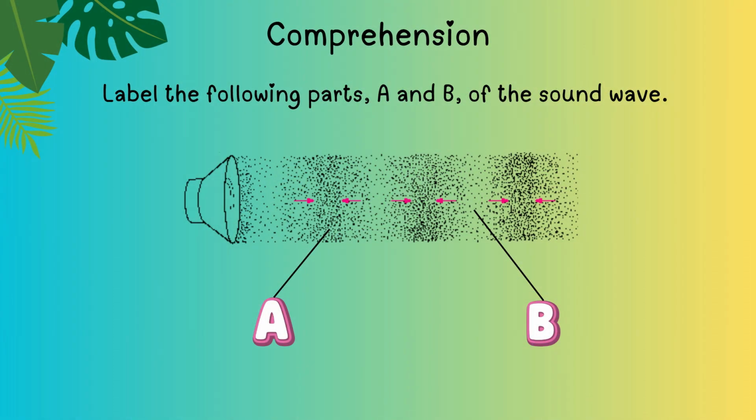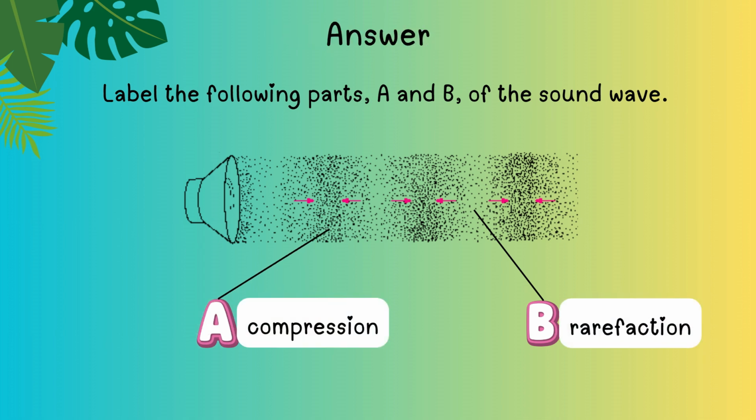Label the following parts, A and B, of the sound wave. Correct. A is the compression and B is the rarefaction.